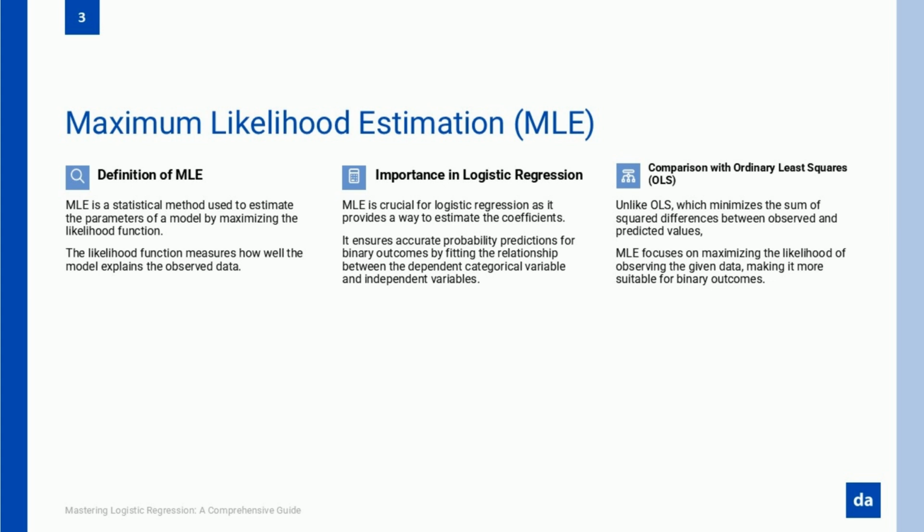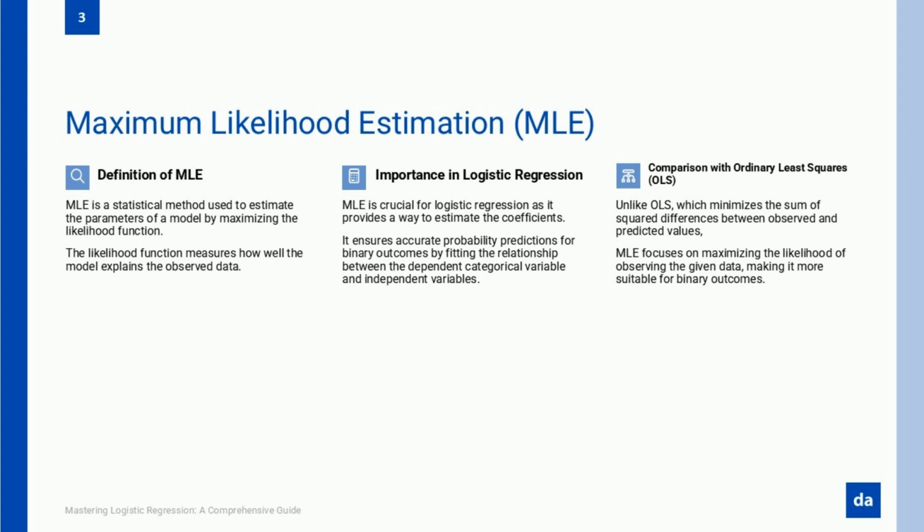Here's an even simpler way to think about it. Let's say you're tossing a coin and you suspect it might be biased. Instead of assuming it's a fair 50-50 split, you start tracking how many times it lands on heads versus tails. The more data you gather, the more confident you become in estimating the real probability of heads. That's exactly what MLE does. It keeps adjusting the model until the probabilities make the most sense given the data we've observed.